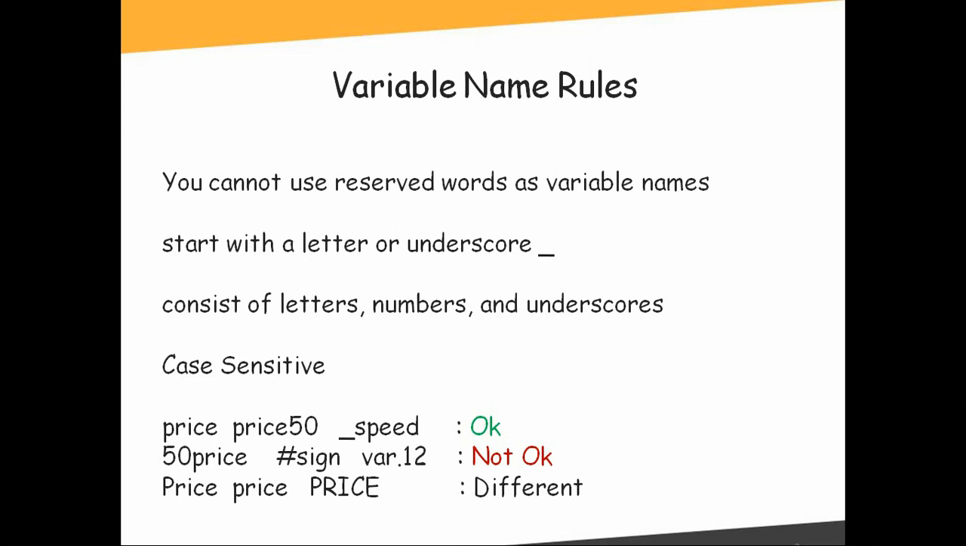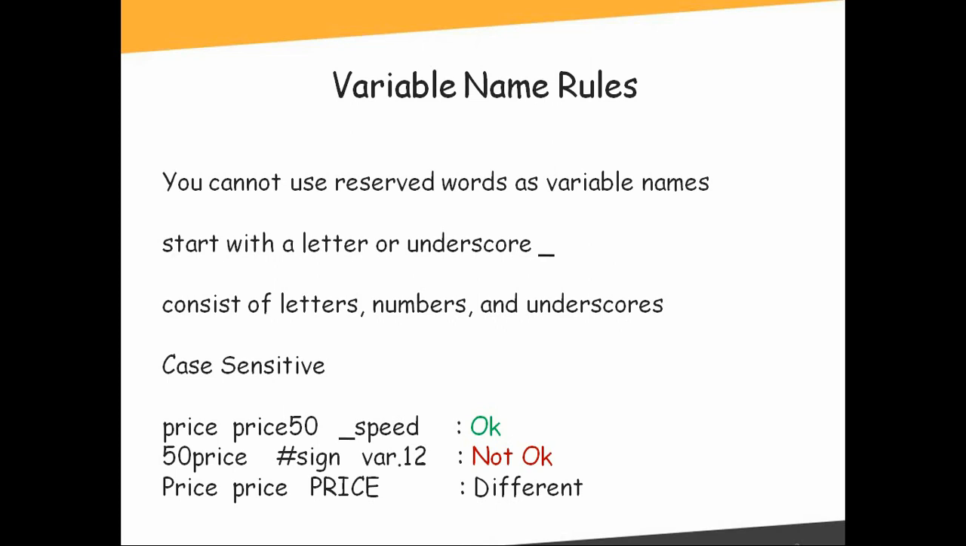These three price variables are different because Python is case sensitive. If the variable name starts with a capital letter and the same word starts with a small letter, as you can see here with price, the first price starts with a capital letter, and another has everything in small letters. These two variables are treated as different variable names.